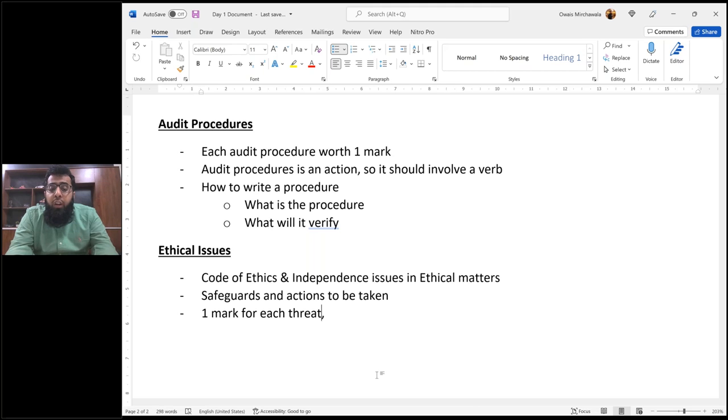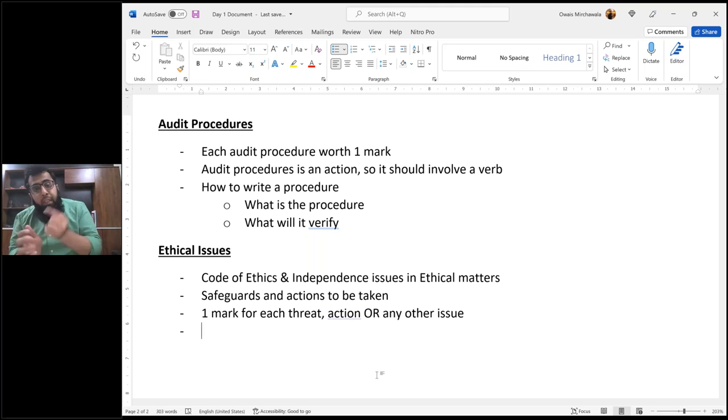Now, this is very important. What you need to understand is that you shouldn't write too much in every point. The maximum you will get is 1 mark, so don't get involved in too much detail. The maximum you will be getting is 1 mark for every point you are developing.